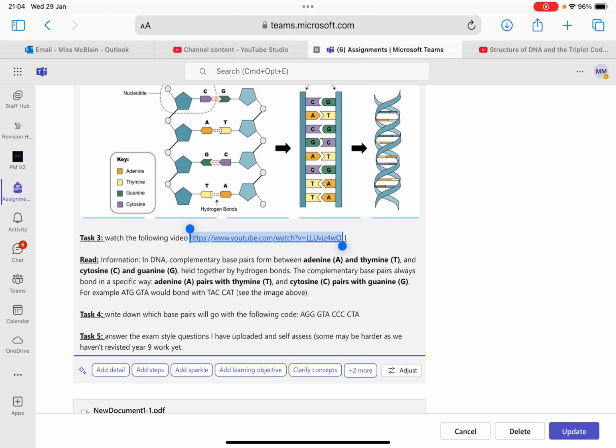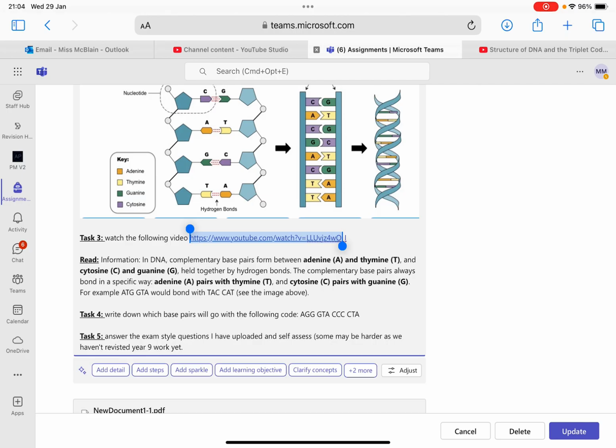So what I'd like you to do is give it a go for this code. The first one is AGG. Write down what code would go with AGG. So hopefully you've written down TCC. The next code is GTA. Can you write down the code that goes with GTA? So hopefully you've written CAT. And the next one, CCC. That would go with GGG. CTA. Write down the code for CTA.